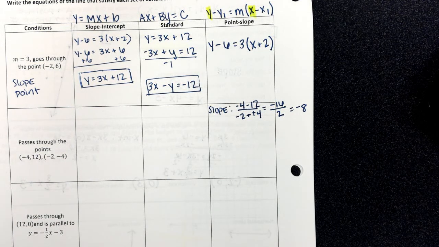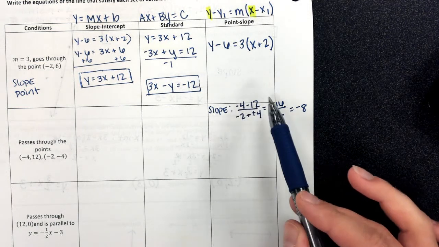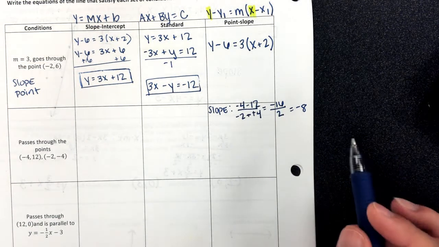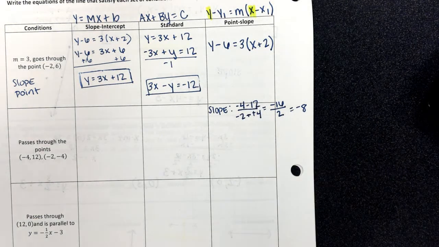Question? Why does it stay negative on top if they're both negative? Because that's negative 4 minus 12. You owe $4 and you owe $12. So I still owe $16. It's like adding together. Okay? Any other questions?